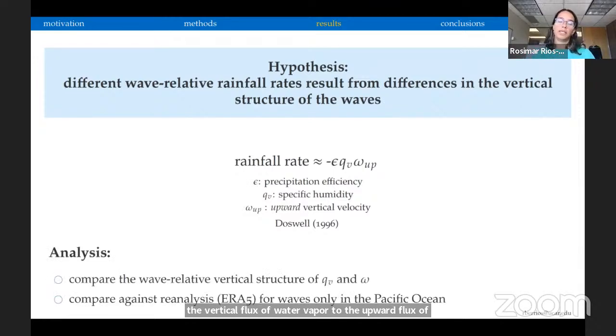So what we're gonna do is use this same wave relative phase, and we're gonna compare the vertical structure of water vapor and upward motion. And we're gonna compare these simulations against the climatological composite from ERA5 for waves only over the Pacific Ocean, where the aquaplanet is most similar to the real planet.